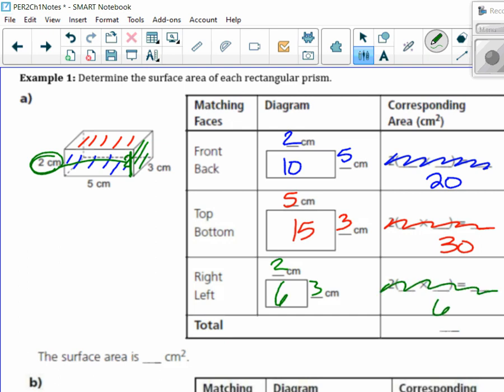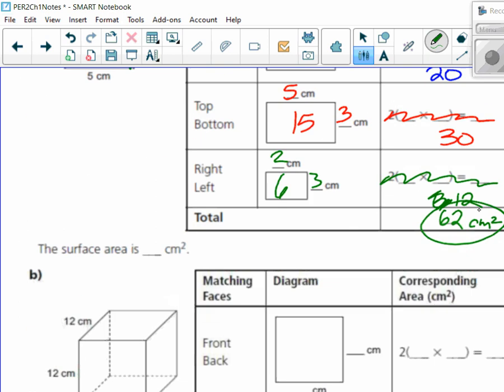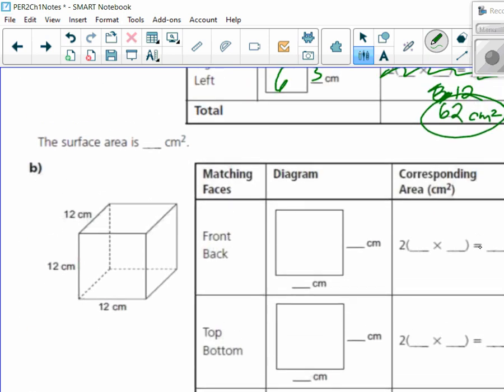And then I added up 20 and 30. And, oh, I forgot to times by 2. Nobody caught me on that one. So anyways, 20 and 30 and 12 adds up to 62, and that is centimeters squared. All right. Moving on. Oh, I guess I can fill this in here. 62.